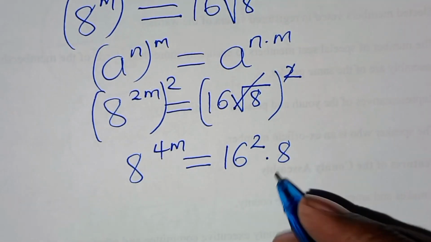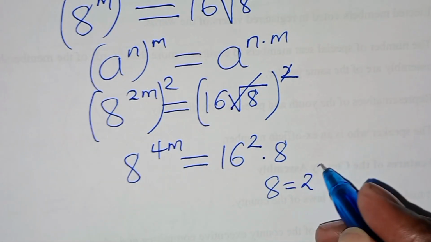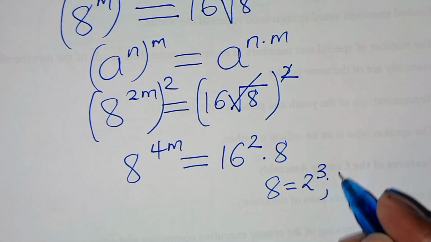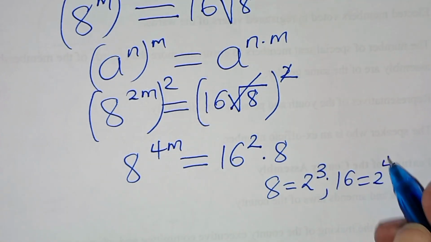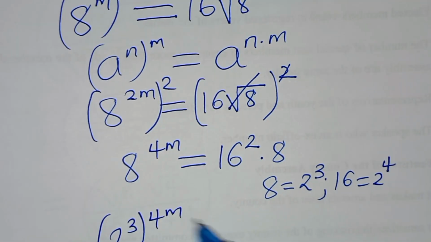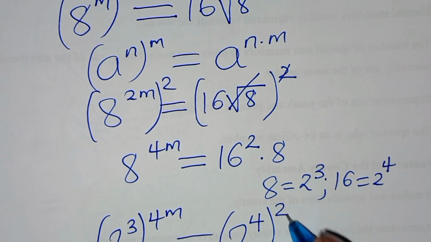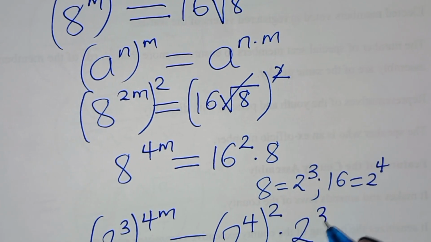Now the next step here, we can express 8 as 2 to power 3, and we can express 16 as 2 to power 4. So let's substitute this. So here we have 2 to power 3 raised to power 4m. This is equal to 2 to power 4 squared multiplied by 2 to power 3 for this 8.